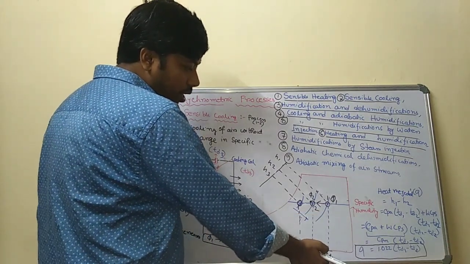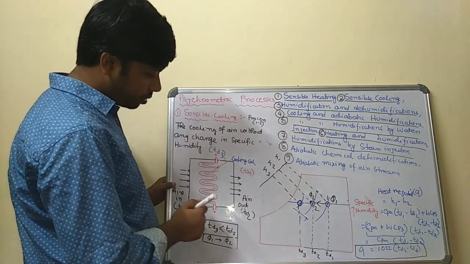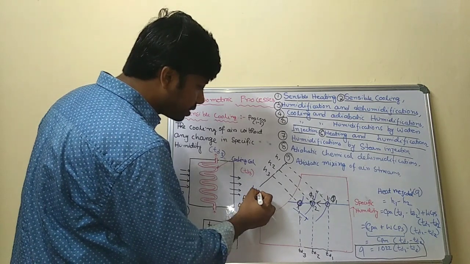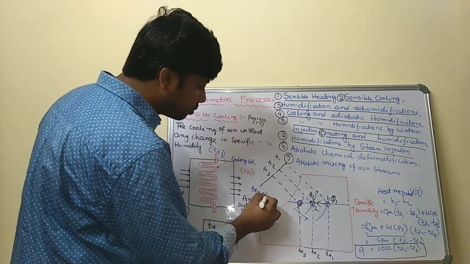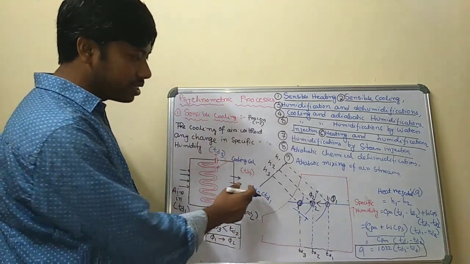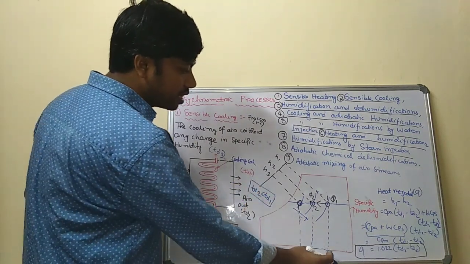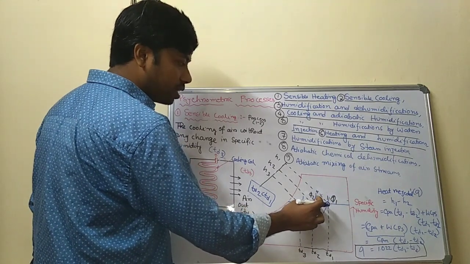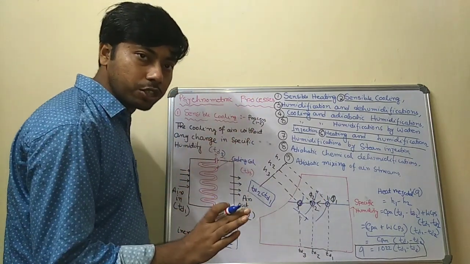That means TD1 is changed. TD1, so obviously TD2 is less than TD1, right? TD2 less than TD1. So this process indicates your sensible cooling process, because from process 1 to process 2 there is no change in specific humidity.